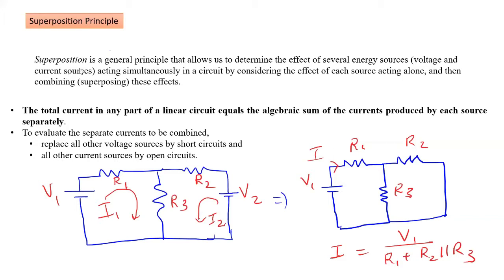The superposition principle is a general principle that allows us to determine the effect of several energy sources, voltage and current sources acting simultaneously in a circuit, by considering the effect of each source acting alone and then combining, or superposing, these effects. The total current in any part of a linear circuit equals the algebraic sum of the currents produced by each source separately. To evaluate the separate currents to be combined, replace the voltage sources by short circuits and current sources by open circuits.